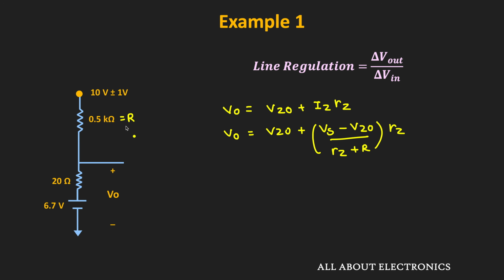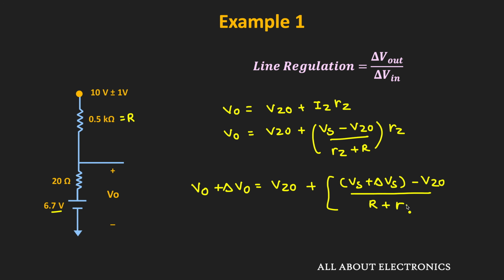So here, now if the supply voltage Vs changes by delta Vs, then due to that, let's say the output voltage is changing by delta V0. So here, this Vout plus delta Vout can be given as Vz0 plus Vs plus delta Vs, that is the change in the supply voltage, minus Vz0, that is this voltage, divided by R plus Rz times Rz. So let's say this is equation number 1 and this is equation number 2.